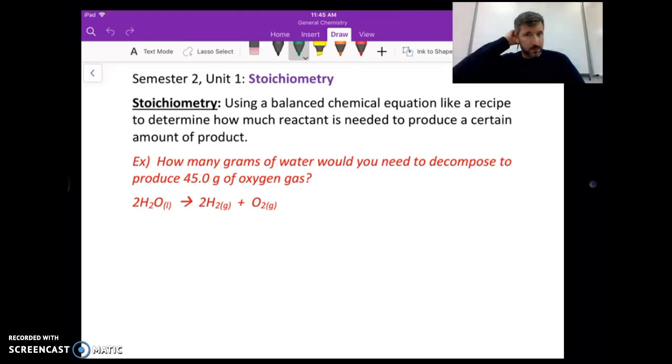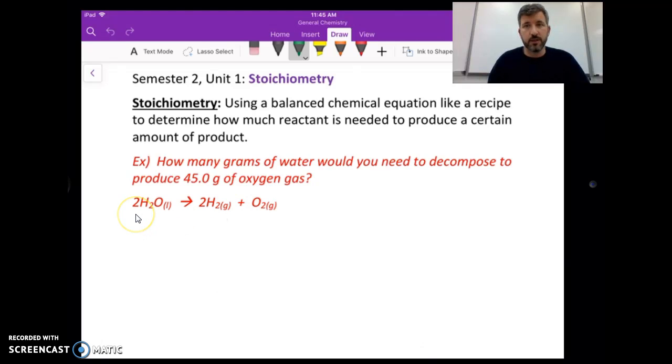So if you look at our example question there, how many grams of water would you need to decompose 45 grams of oxygen? What we know looking at this balanced equation is that for every 2 water molecules that decompose or break down, we will get 2 hydrogen molecules and 1 oxygen molecule. That ratio is very important.